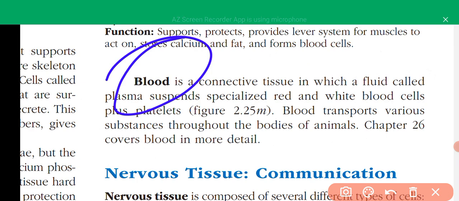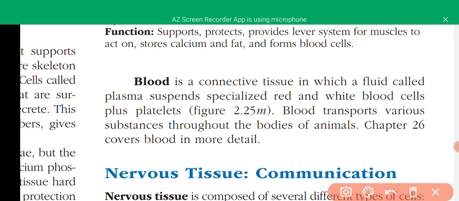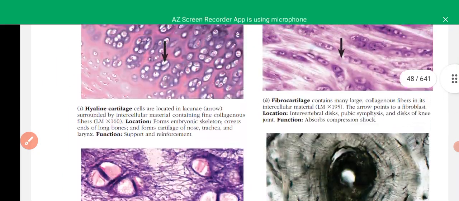Then there is blood, which is in the form of liquid, in the form of fluid, and is actually a connective tissue. It is very important. It's specialized. It is composed of plasma, and red and white blood cells, and its function is to transport various substances throughout the body and give nutrition to various cells.